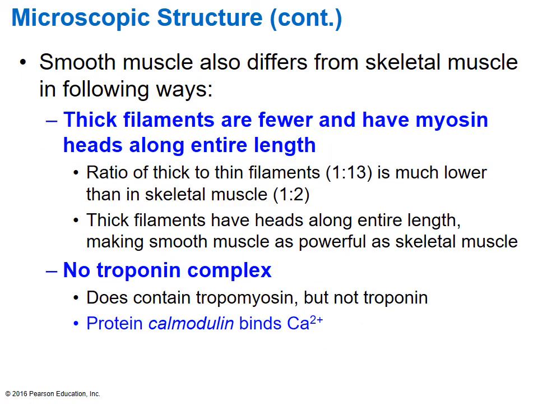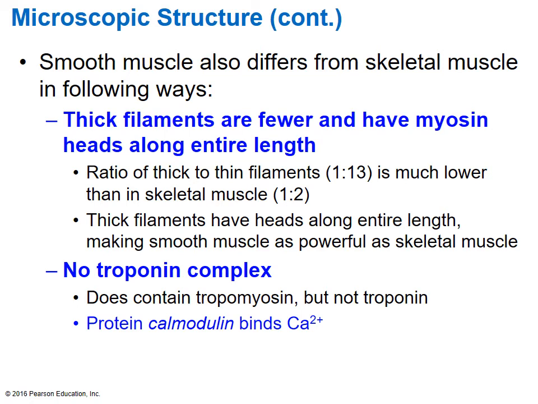Another difference that we see between the smooth muscle and the skeletal muscle is the composition of its thick and thin filaments. Now, both of these muscles will have the myosin filament and the actin filament, but usually when you look at the abundance of thick to thin, in skeletal muscle you would have a 1:2 ratio, meaning for every one thick filament, you would have 2 thin filaments. In smooth muscle, that ratio is 1:13. So the thin filaments far outweigh the thick filaments when we look at smooth muscle.